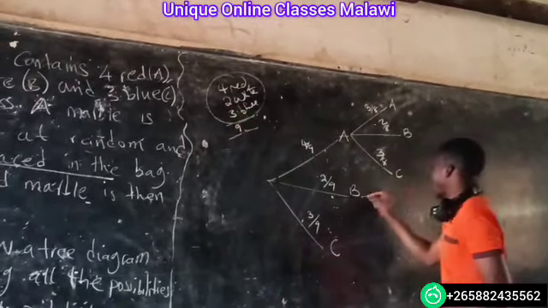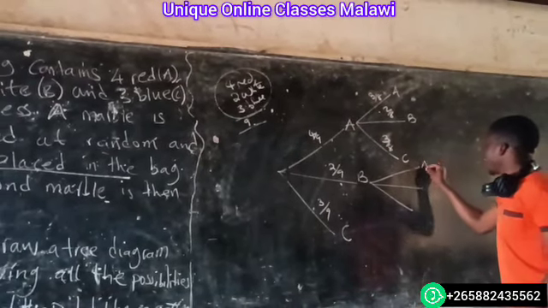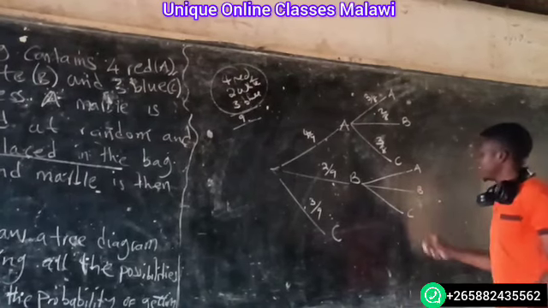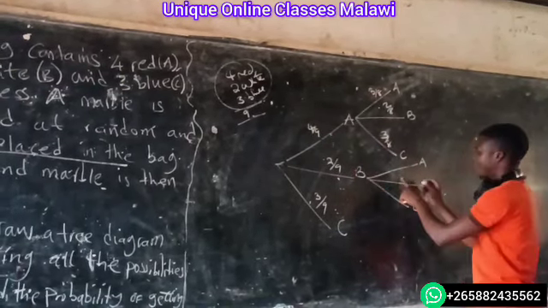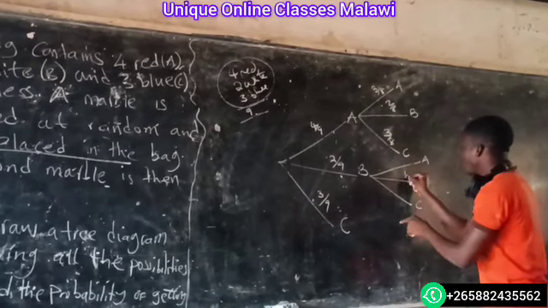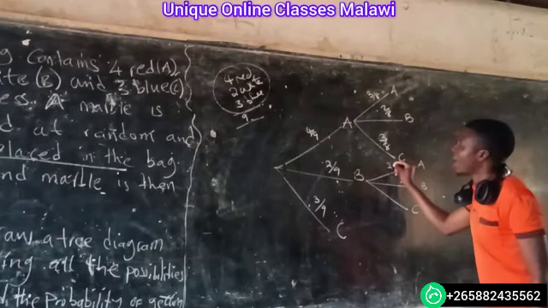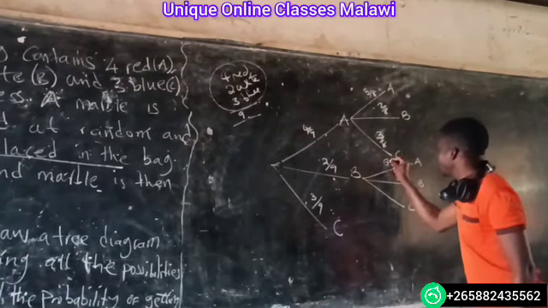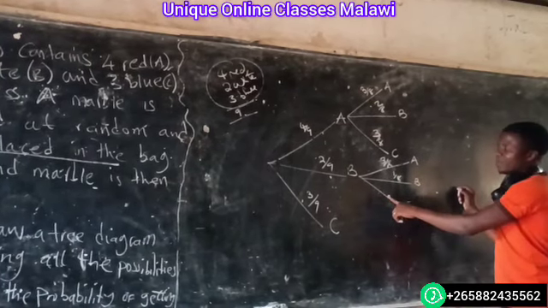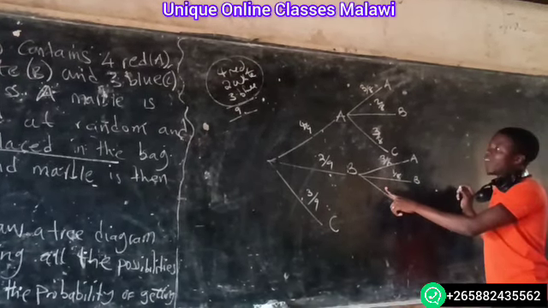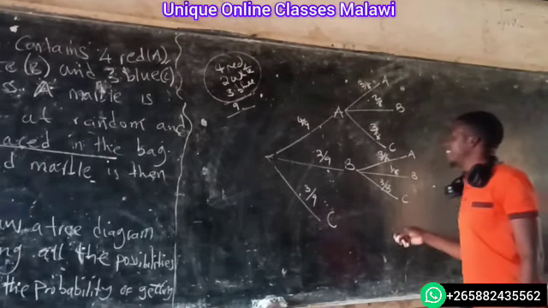Now for the second pick, white. So I have A, B, and then C. Only one white left, so it is 1 over 8. Here for blue, 3 over 8. 3 over 8.